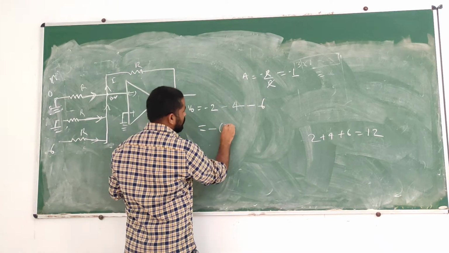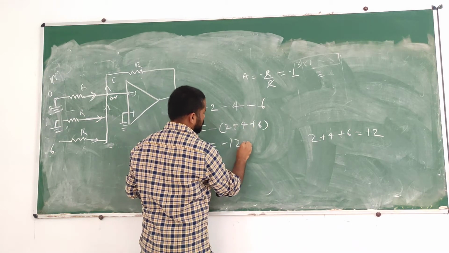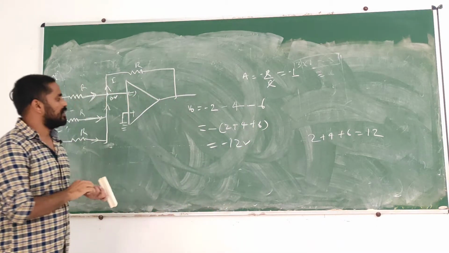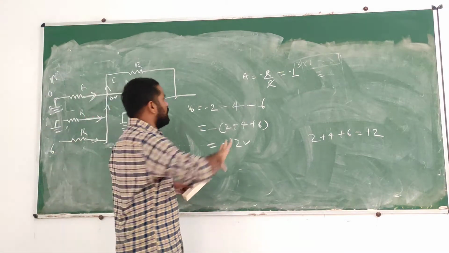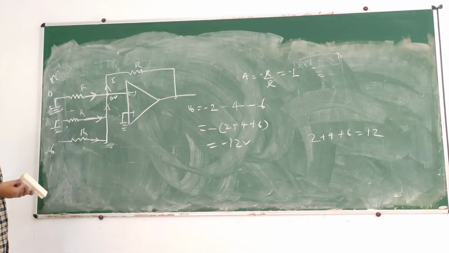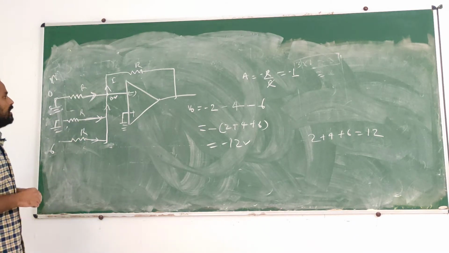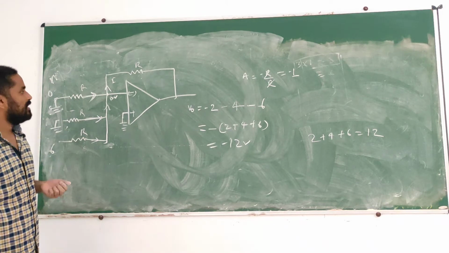So if you take minus common, 2 plus 4 plus 6, so we got minus 12 volt, and we know how to convert minus to plus just by applying one op amp. So in this way you got the summing. Now summation we have done very easily.